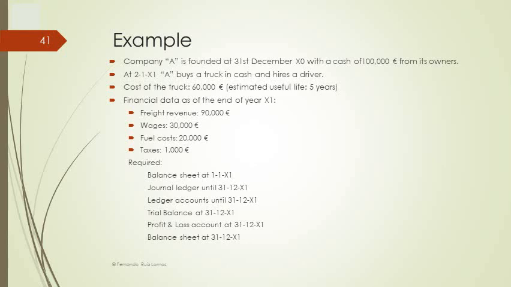You must elaborate balance sheet at the 1st of January, year 1, journal ledger until the 31st of December, year 1, ledger accounts until the 31st of December, year 1, trial balance at the 31st of December, year 1, profit and loss account at the 31st of December, year 1, and balance sheet at the 31st of December, year 1.